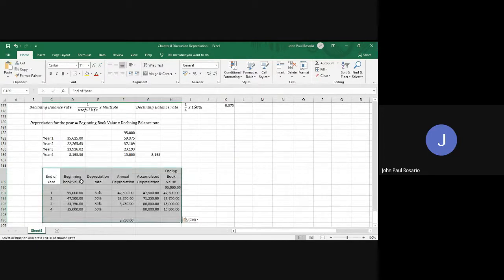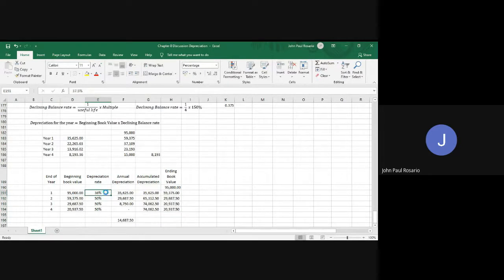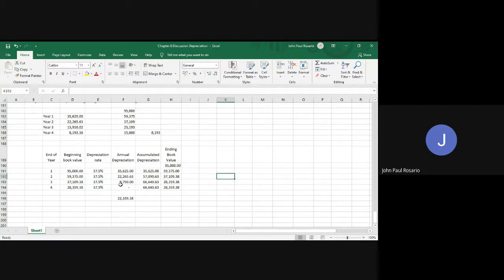Okay, and then our depreciation rate is 37.5%. Okay, and let's just add 1. Okay, and then so ayun, our annual depreciation, this should be here. However, on the last one, since we want our ending book value to be equal to 15,000, ang atong buhaton is we deduct from our ending book value at year 3 our salvage value of 15,000.